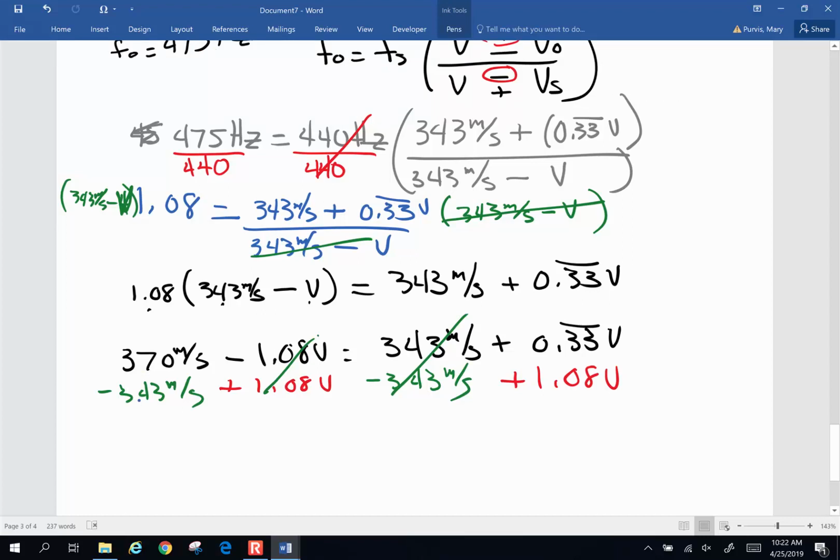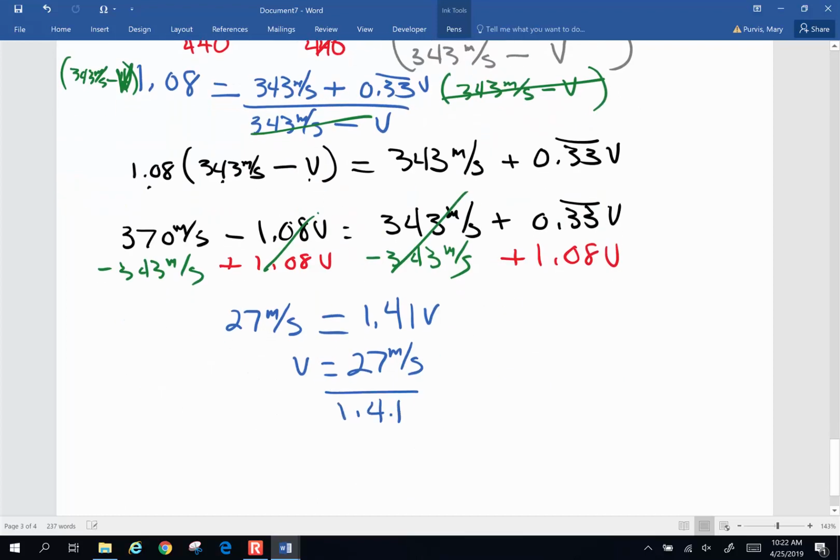What I'm going to end up with is 370 minus 343, which gives me 27 meters per second. On the other side, I'm going to end up with 0.33 plus 1.08, which is 1.41 V. And so my velocity is going to be 27 meters per second divided by 1.41. Sorry, I hit my calculator buttons wrong. I end up with the velocity of the car as 19.1 meters per second.